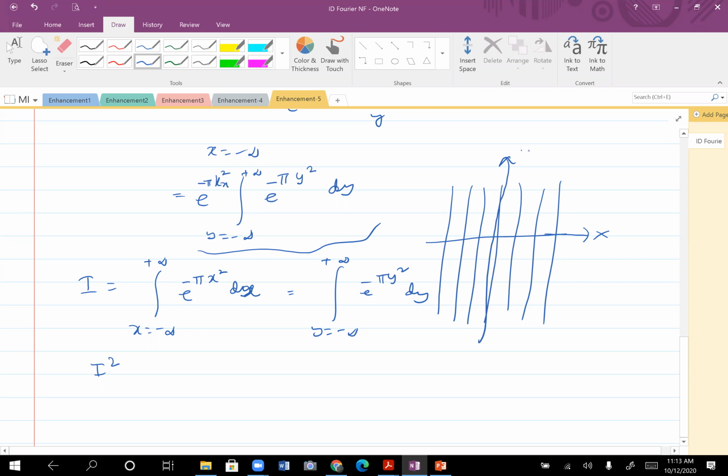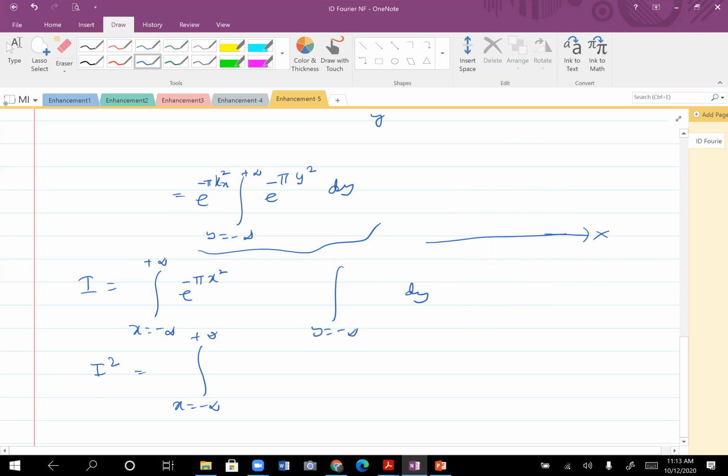See, for example, the way we are trying to visualize it is, I squared would be, let me first write this out. X varying from minus infinity to plus infinity of e power minus pi x square dx, that's equal to the integral of e power minus pi y square dy. So I square, if I multiply, x varying from minus infinity to plus infinity, y varying from minus infinity to plus infinity, exponential of minus pi into x square plus y square into dx dy.